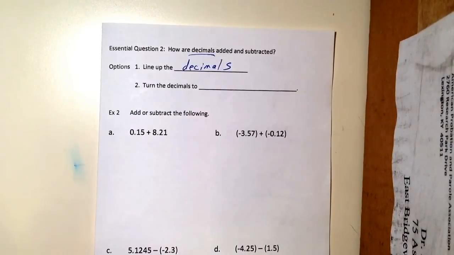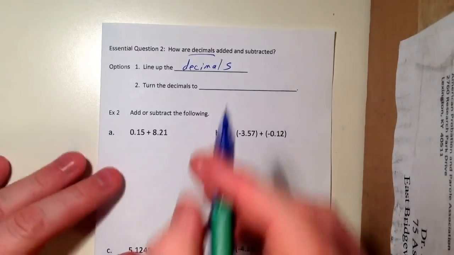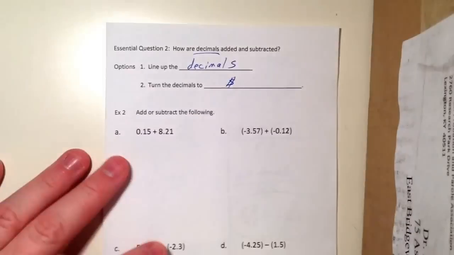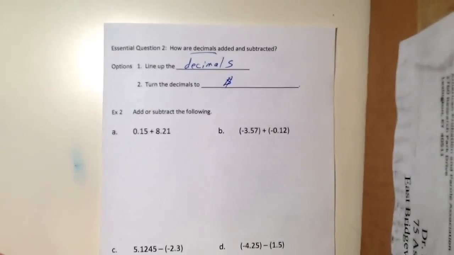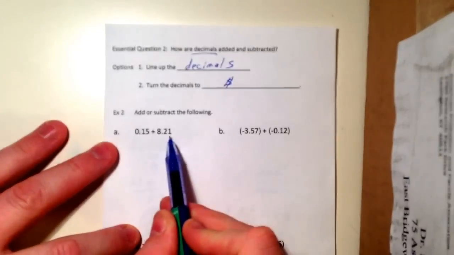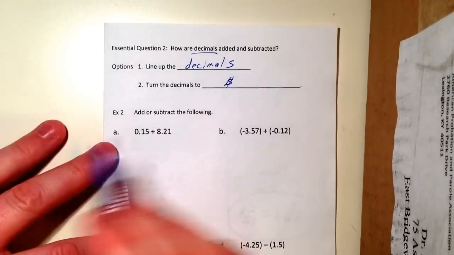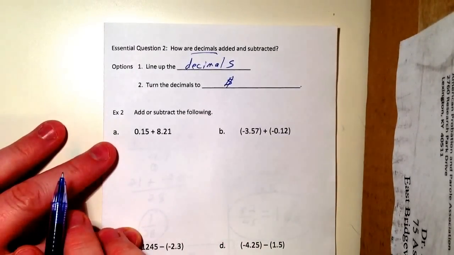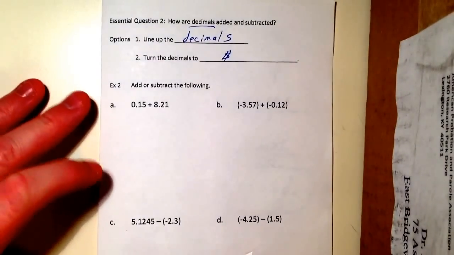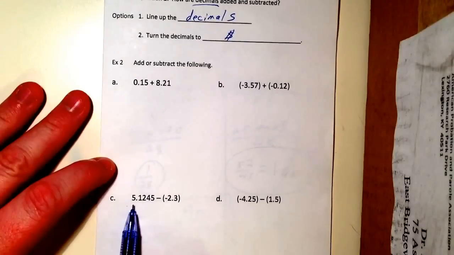So I would even say option two. The best thing I can think of is turn the decimals to money. If you think of it as money, that helps a lot for people. $8.21 plus 15 cents, most you can do that pretty much in your head. But this one gets a little more complicated.